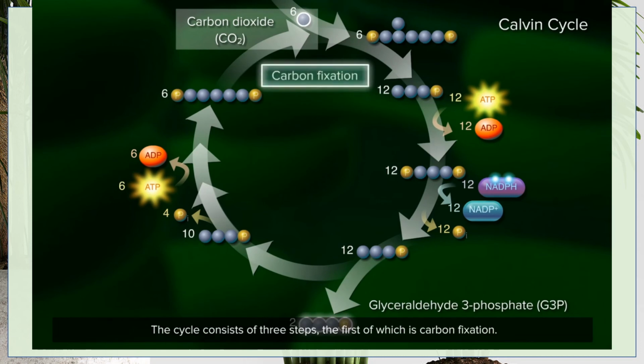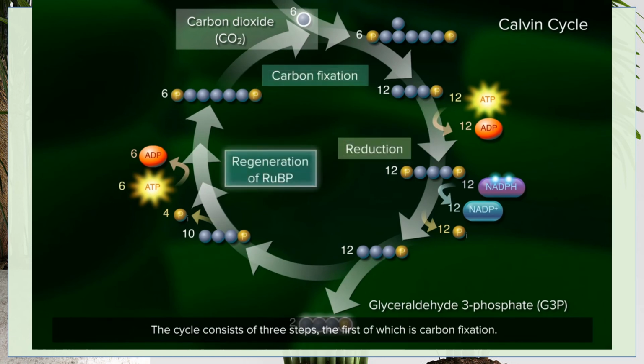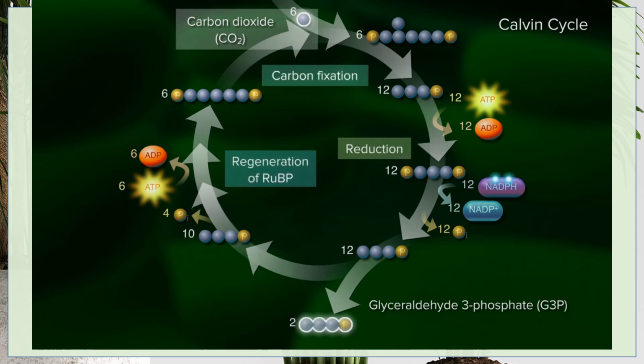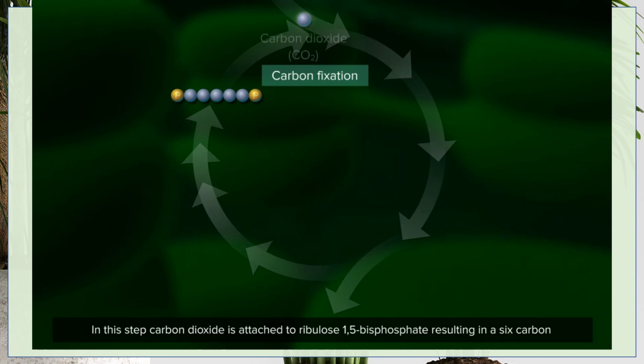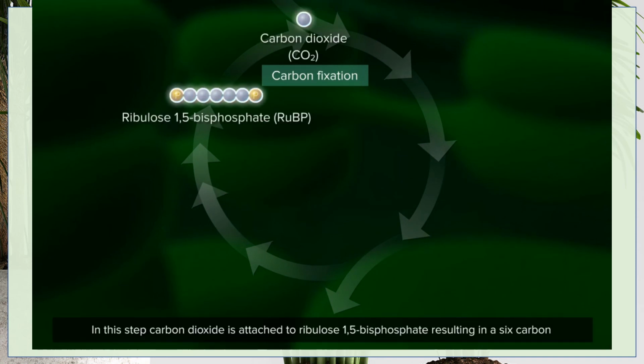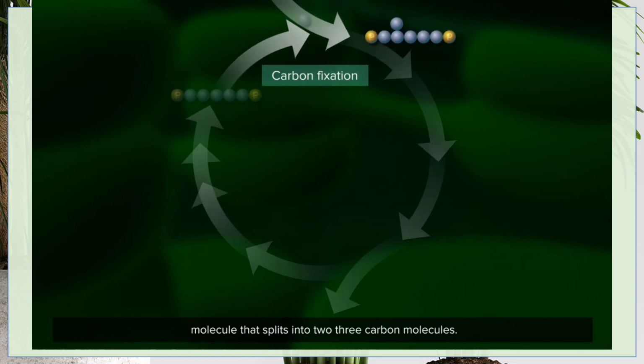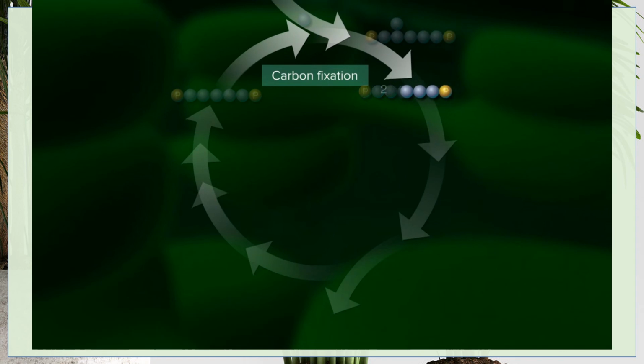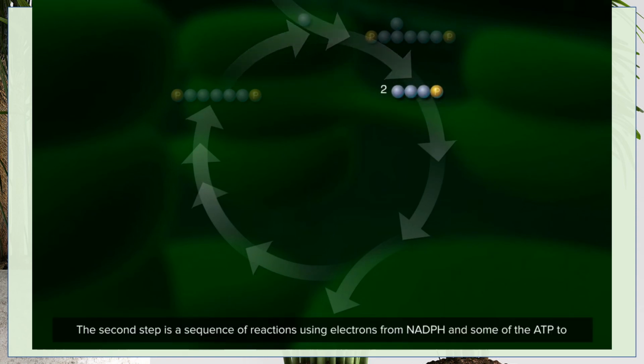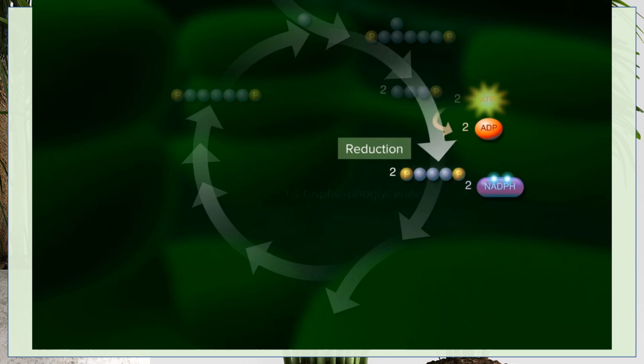The cycle consists of 3 steps, the first of which is carbon fixation. In this step, carbon dioxide is attached to ribulose 1,5-bisphosphate, resulting in a 6-carbon molecule that splits into 2 3-carbon molecules. The second step is a sequence of reactions using electrons from NADPH and some of the ATP to reduce carbon dioxide.